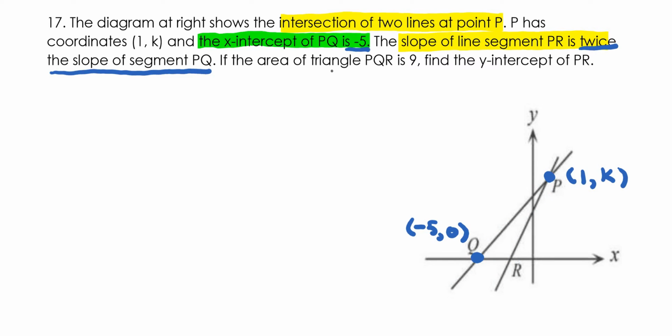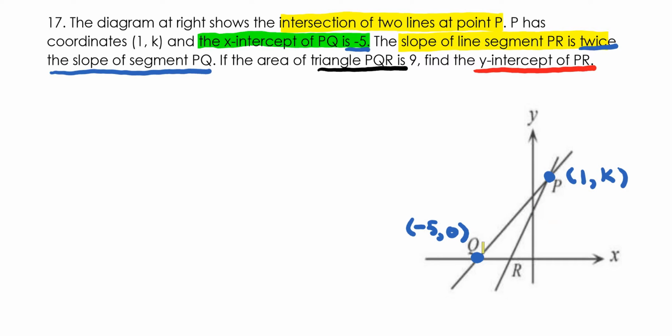And then it also states that the area of the triangle is 9. So the area of this triangle right here is 9. And our goal is that we need to find the y-intercept of PR. Okay, so we need to find this value right here, that y-intercept. Okay, so there's a lot going on in this particular problem.